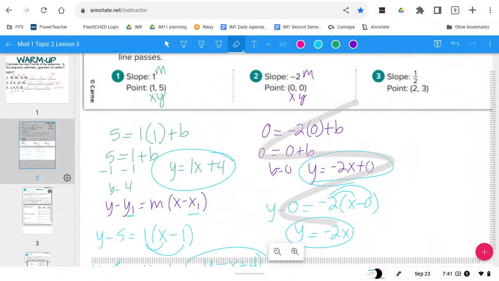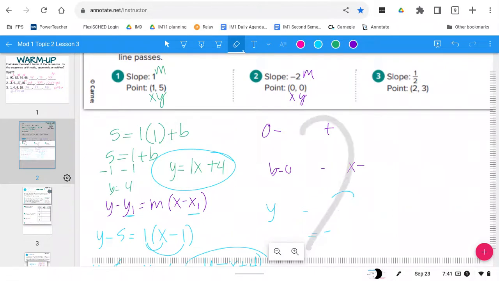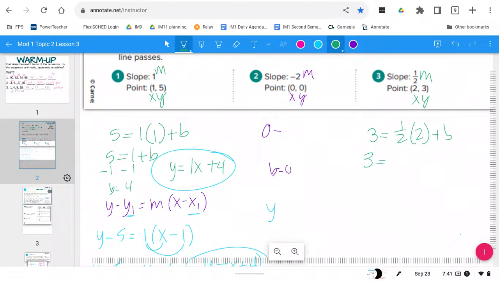So now let me erase this and get in here. So x, y, m. So 3 is equal to 1/2 times the x plus b. Half of 2 is 1. Subtract the 1. I get b to be 2. So y is equal to 1/2 x plus 2.